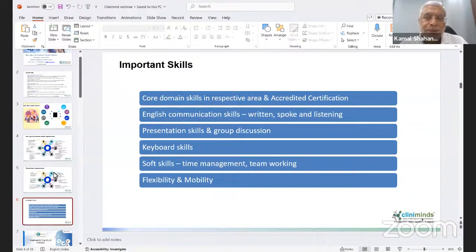Then English communication. This sector highly requires English communication skills. It's very important to communicate: spoken English, written English, and the listening ability, to hear what the other person is saying. It's very important that we do not just speak, but also listen to what other people are saying, so we understand it and respond accordingly. Most of the time, this error happens even with experienced senior people: those who do not have listening ability will respond wrongly. So it's important to have good English communication skills, because India today is a global center for outsourcing.